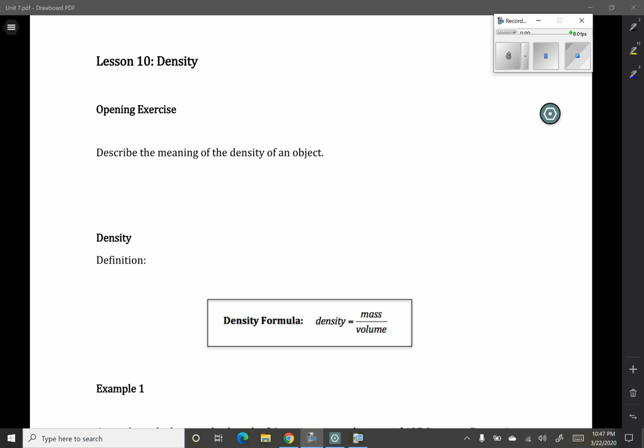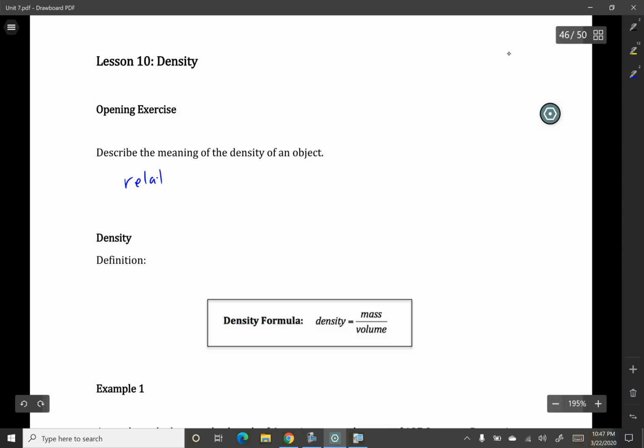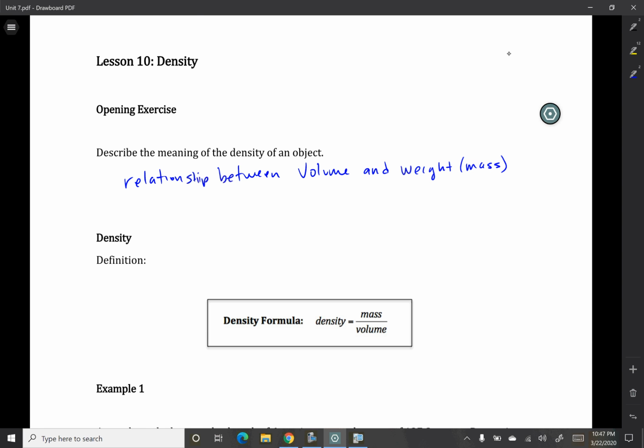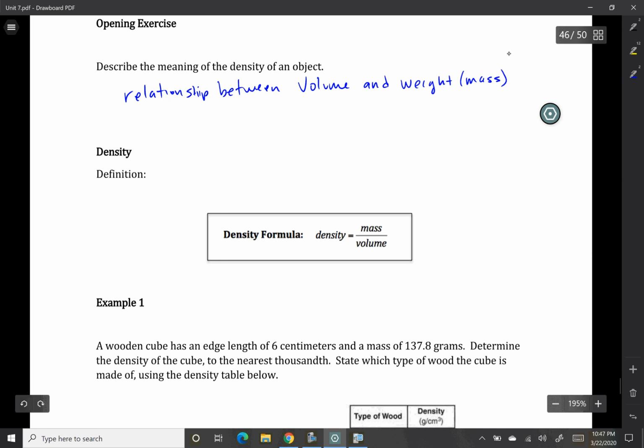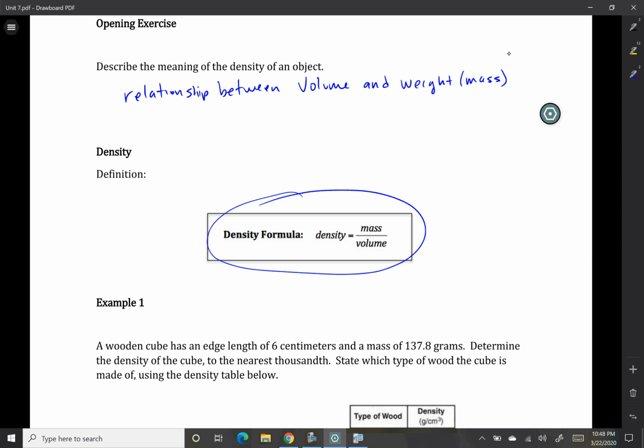All right, so what is density? So density is a relationship between volume and weight, which usually we call mass in science. So here is the definition of density, which I'm sure you saw right away. Density is equal to the mass divided by the volume of a shape.